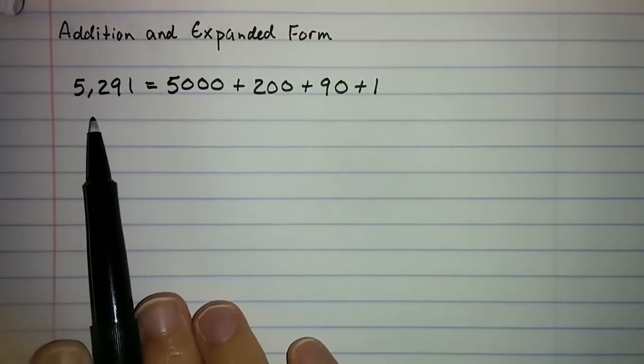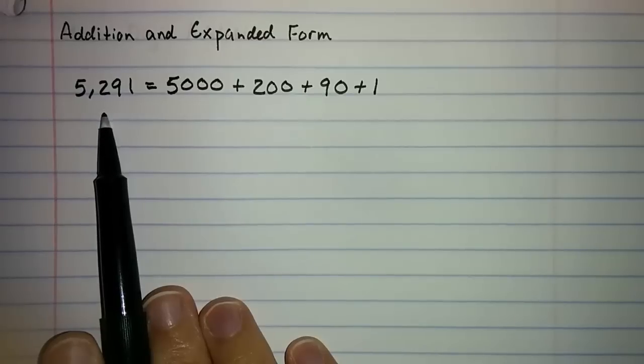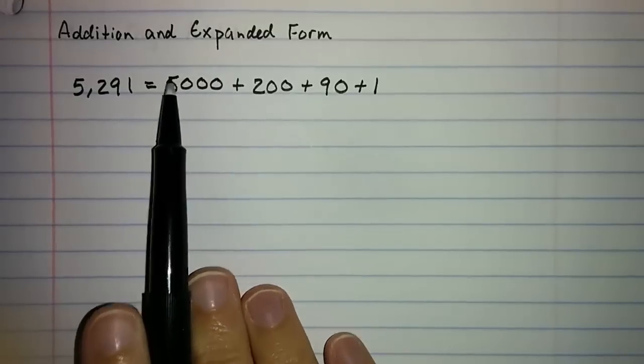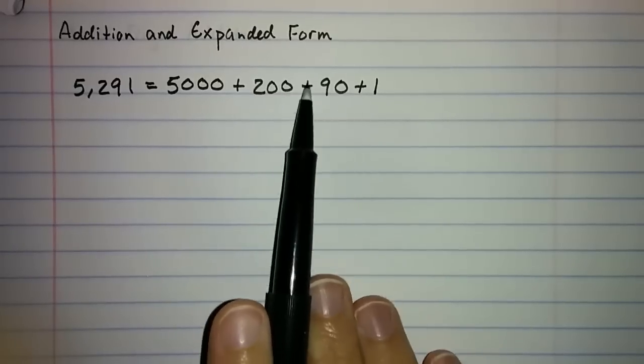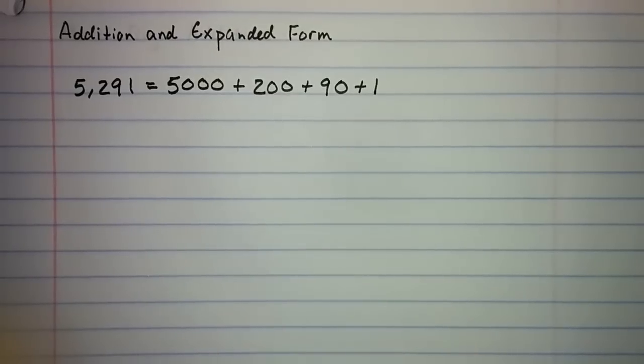Now think back to when we met expanded form. Remember, the expanded form was the thing where we pulled out each place value and looked at it. So for example, the number 5,291 is 5 thousands plus 2 hundreds plus 9 tens plus 1.